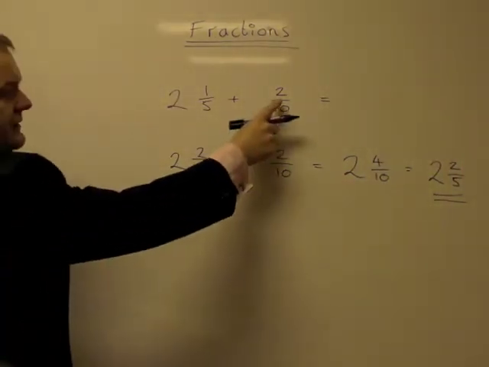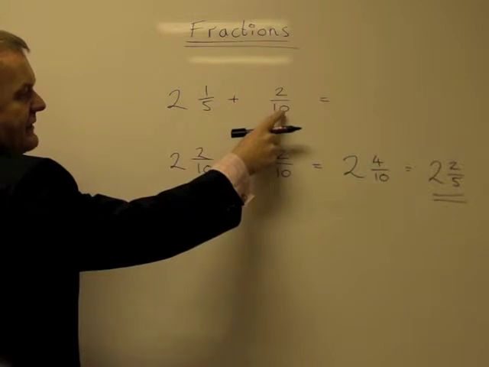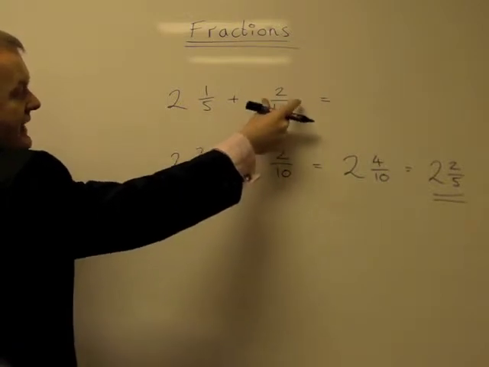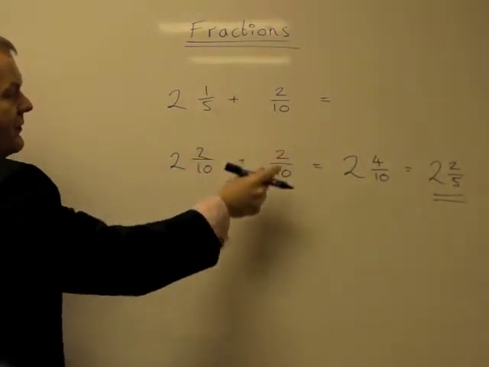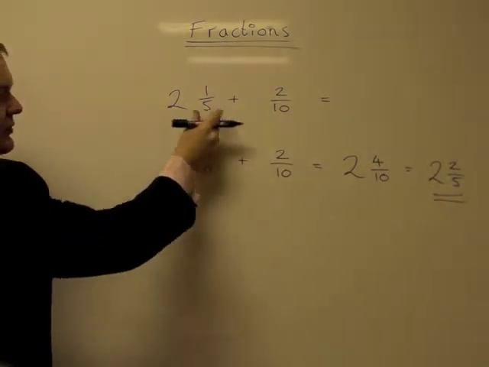Notice at this point, I could have changed 2/10 to be 1/5. I could scale my fraction down rather than scaling this fraction up, and I could have worked in fifths on one.